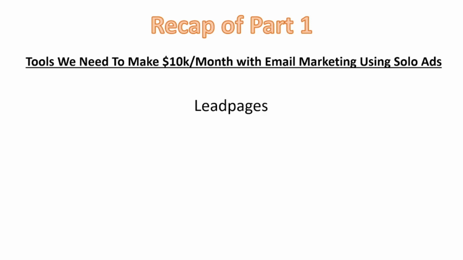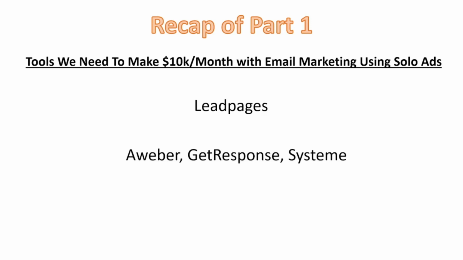All right, the second category of tools that we need will be all the email autoresponders. So you can choose between AWeber, Getresponse, or System.io. Last but not least, we need this third-party tracking software called Optin Dojo.